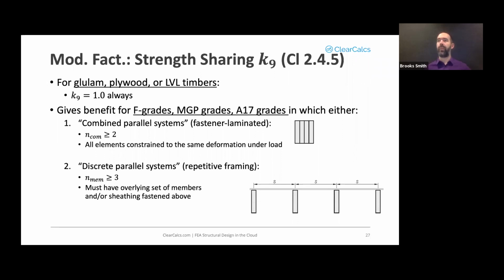So, a question about calculating the laminating of 2 LVL beams. Again, for LVLs, K9 is just always going to be equal to 1.0. You're not allowed to take advantage of this modification factor if you have an LVL. For 2 timber beams of other grades, such as F, MGP, or A grade, laminated together, then you can take advantage of this. Your N sub COM value will be used in the calculation, and I'll show you how to do that calculation now.